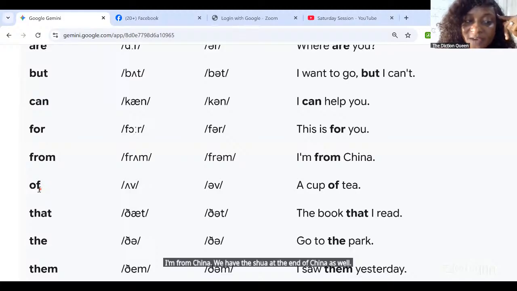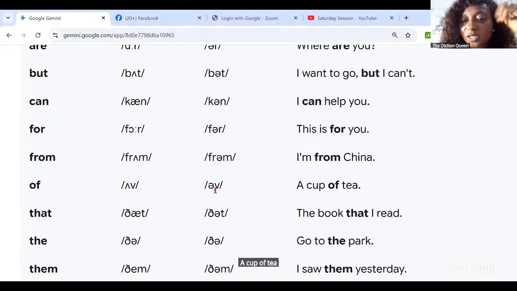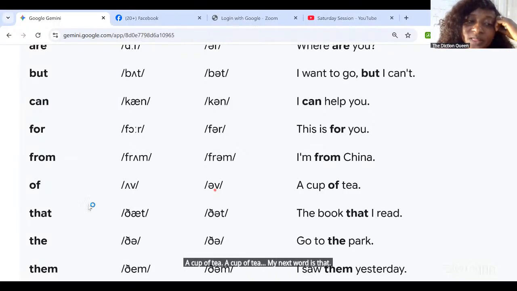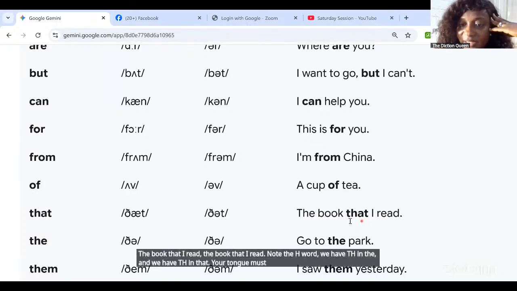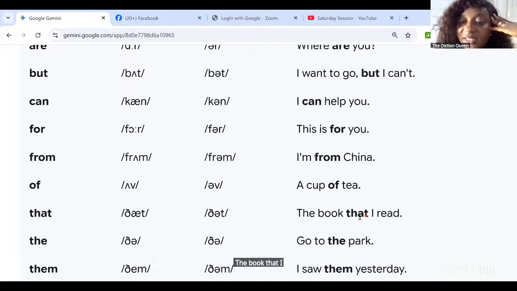Of. The F here sounds as V, of. The weak form becomes of. A cup of tea. A cup of tea. The next word is that. The A there should be reduced into a schwa. It becomes that. The book that I read. The book that I read. Note TH words. We have TH in the and we have TH in that. Your tongue must be outside. The book that I read instead of the book that I read.